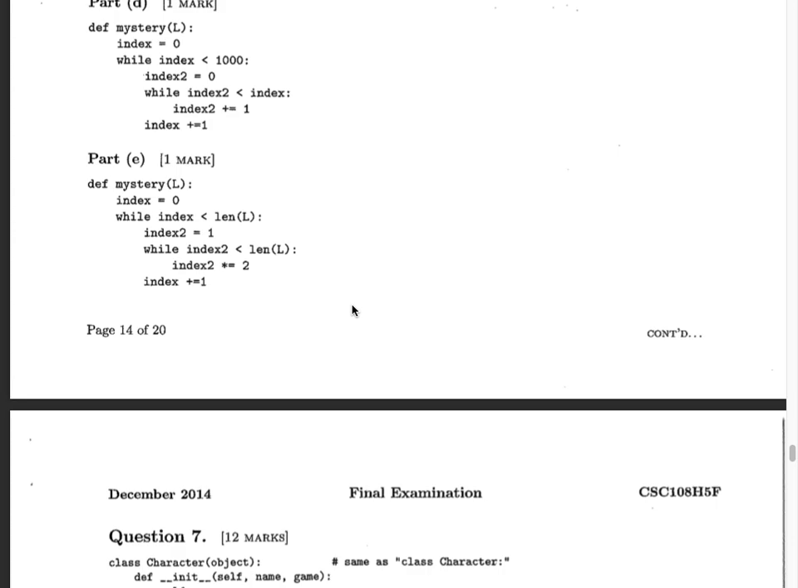Nope. What's the inner loop's complexity first? We're doubling the index, right? We're doubling the index. We've already done that question. Have you forgotten? It's log base 2 of n, right? I'm doubling the index, right? That's like, well, is it double? Hold on. Double. No, I'm wrong.